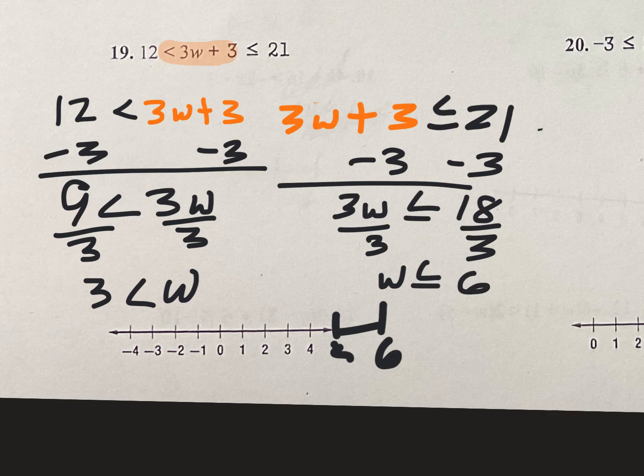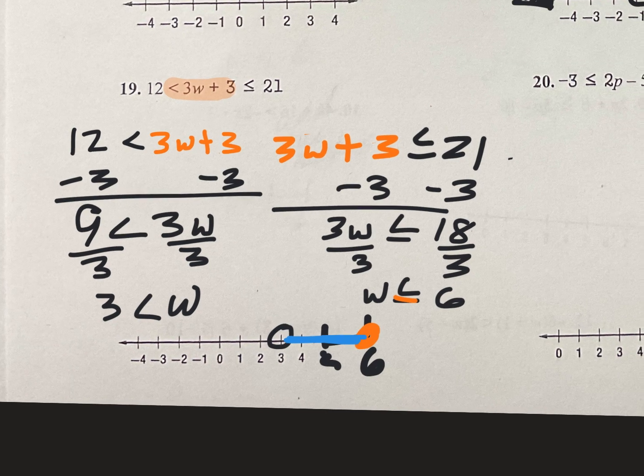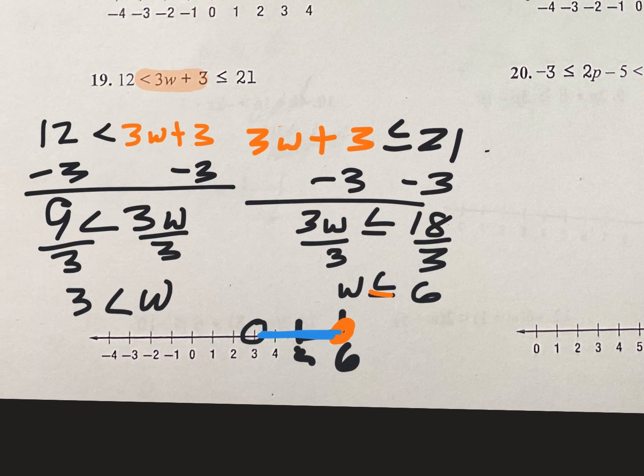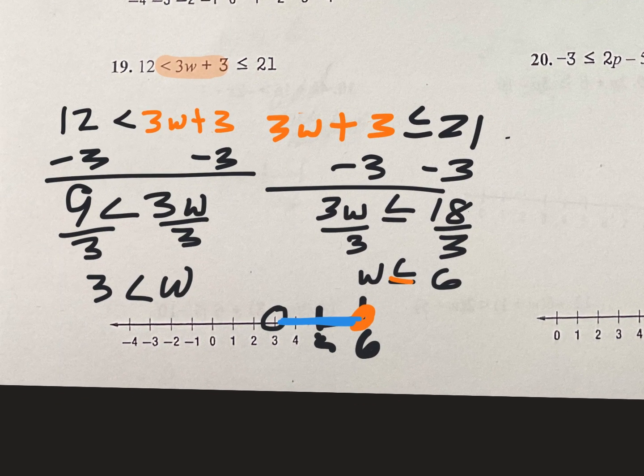All right, so w has to be greater than 3, but smaller than 6, which fits with and, and because there's an equal, I'm going to make that one a solid. And it makes sense. It's got to be bigger than 3, but smaller than 6, which means it's going to be that space right in between 3 and 6. And, oh, sorry. Everybody good before I go to do number 20?